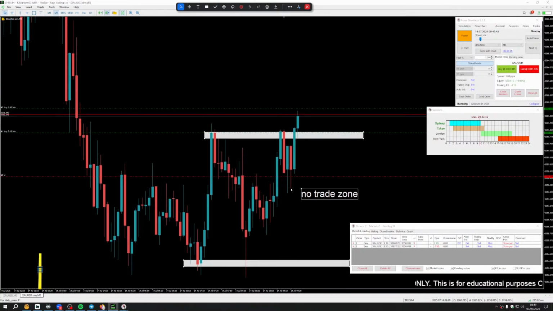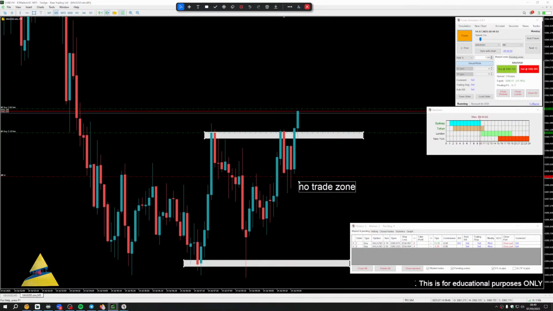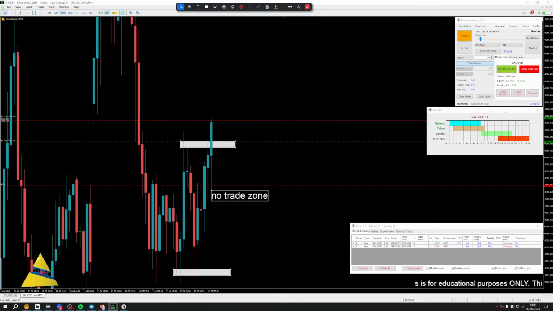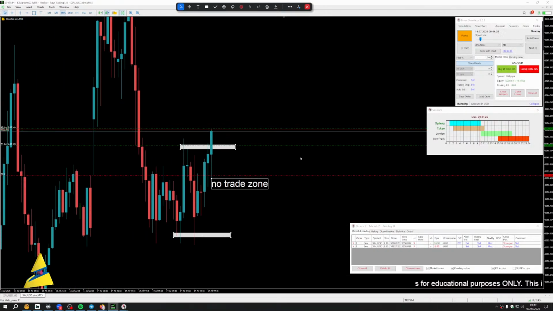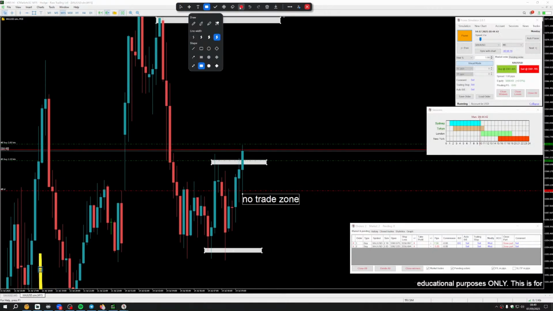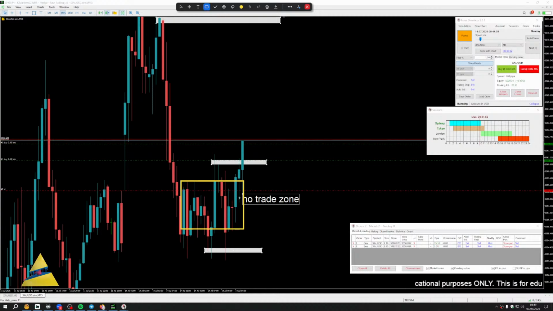So we don't want to see price in here. Remember, this is a no trade zone. Price has to move out of this level. And the thing about the market is it needs to move somewhere eventually. If we've been hanging around here the whole time, I think price needs to move out eventually.